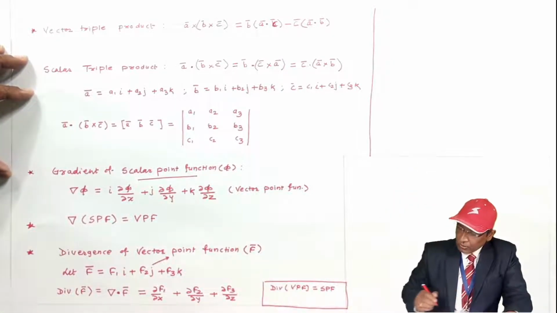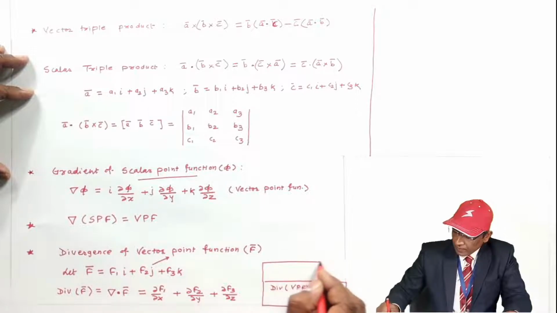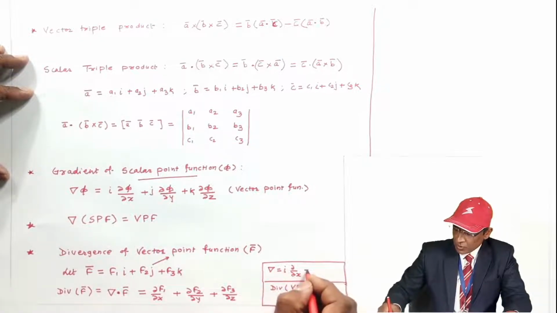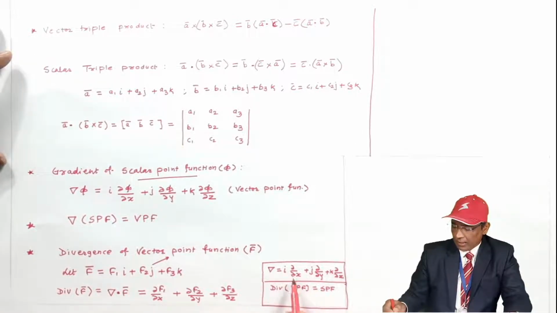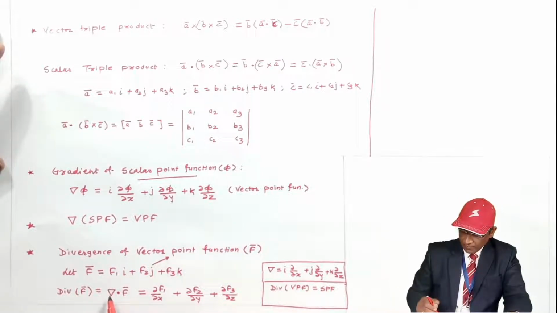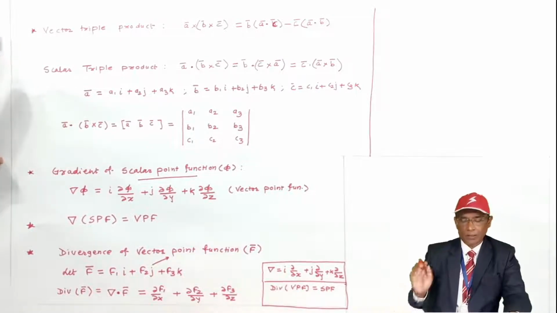And one more thing I would like to tell you, del is an operator. It is a differential operator which has direction. This del is i derivative with respect to x, meaning partial derivative, j derivative with respect to y, k derivative with respect to z. This is gradient: i del/del x plus j del/del y plus k del/del z. If you put this value here and take the dot product, you will get it like this.